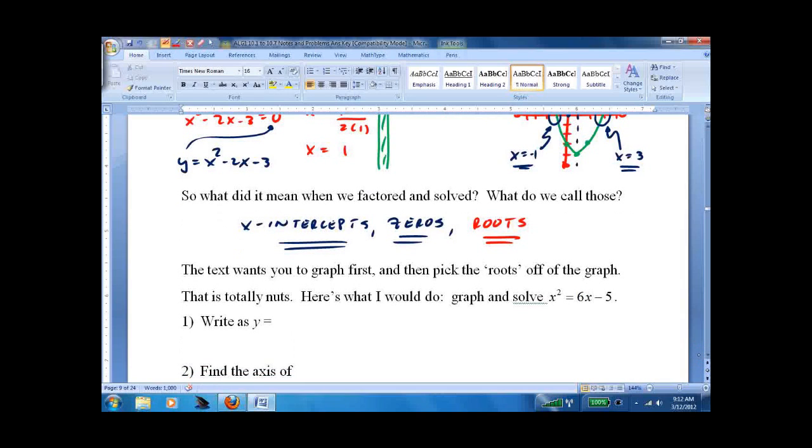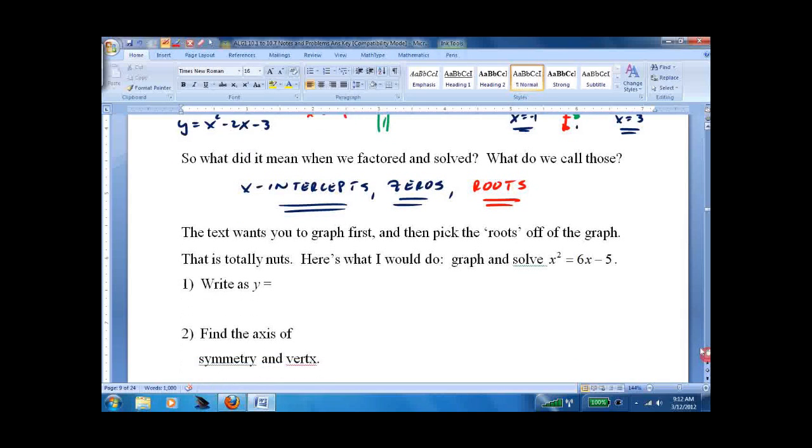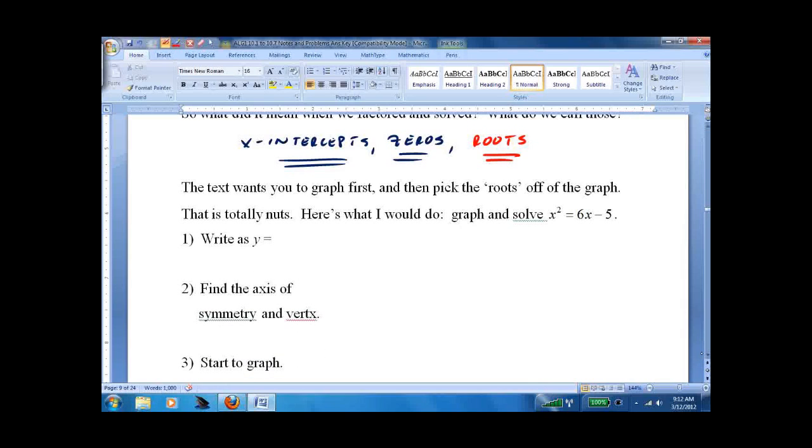I want you to understand that when you solve by factoring or some other method, it's the same thing as graphing and seeing where it hits the x-axis. The textbook says, hey, graph it and then just pick the roots off the graph. That's crazy. It's totally nuts. There's no way. So, first things first, here's what I would do given these problems. They give me x squared equals 6x minus 5. Write it as y equals. And that's what I would have to do to bring it over.